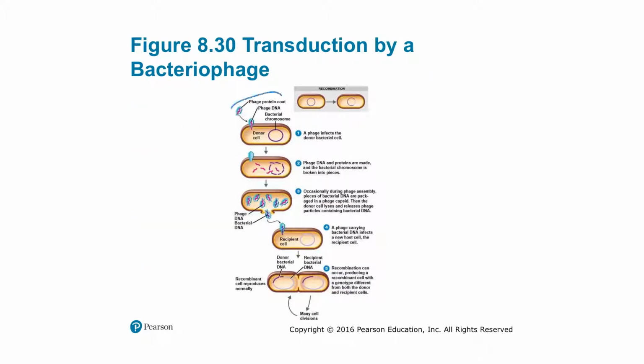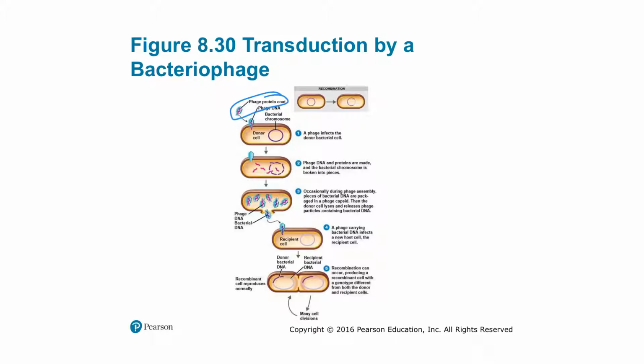And so this phage is a virus, okay? So the phage protein coat has some DNA inside of it, and so it's going to attach itself to the bacterial cell, and then it's going to invade the bacterial chromosome. It's then going to make a lot of its own copies, okay? So occasionally during the phage assembly, pieces of the bacterial DNA are packaged into the phage capsid, and the donor cell lyses and releases the phage particles containing that bacterial DNA. Then that phage goes in again, and it can actually infect a host cell, and then you get the recombination occurring, producing a recombinant cell with a genotype different from both donor and recipient cells.